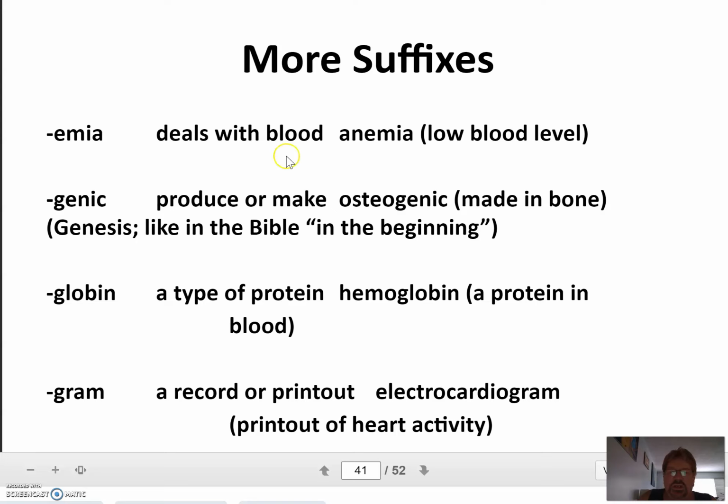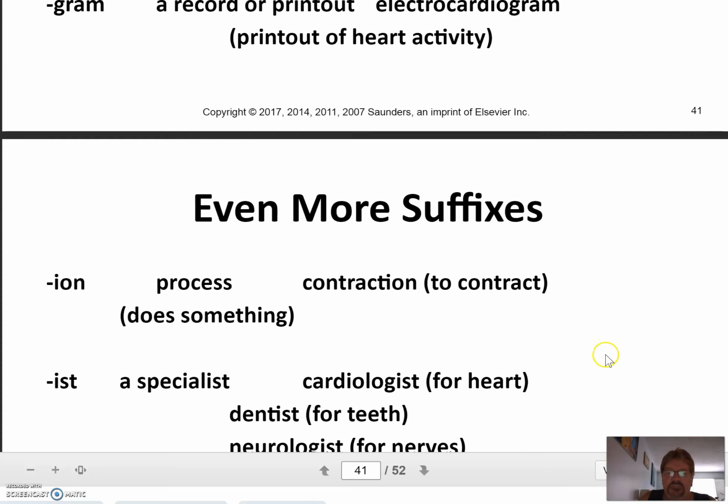More suffixes. Emia means something to do with blood. Like anemia means you don't have enough blood or you don't have enough of certain components of the blood. Genic means to make or produce, just like Genesis in the Bible. Osteogenic means something that's made in bone. Why? Osteo means bone. Globin is a type of protein. Hemoglobin is an important protein in the blood that transports oxygen, carbon dioxide. Gram is to record or print something. We already mentioned that with an EKG or ECG. Printout of heart electrical activity.